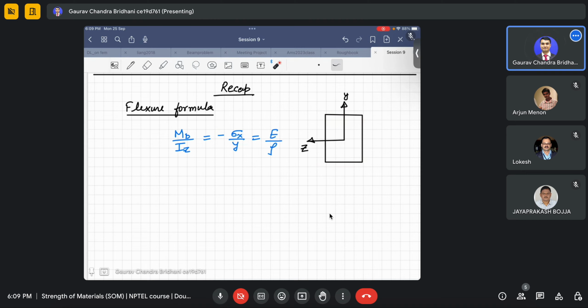Although, if you are not finding it in terms of tension and compression and you want the maximum values, you know where the maximum values occur. The maximum value occurs as far as you go away from the neutral surface. There the maximum value occurs for normal stress or bending stress. Okay. Yeah, Arjun has a question.